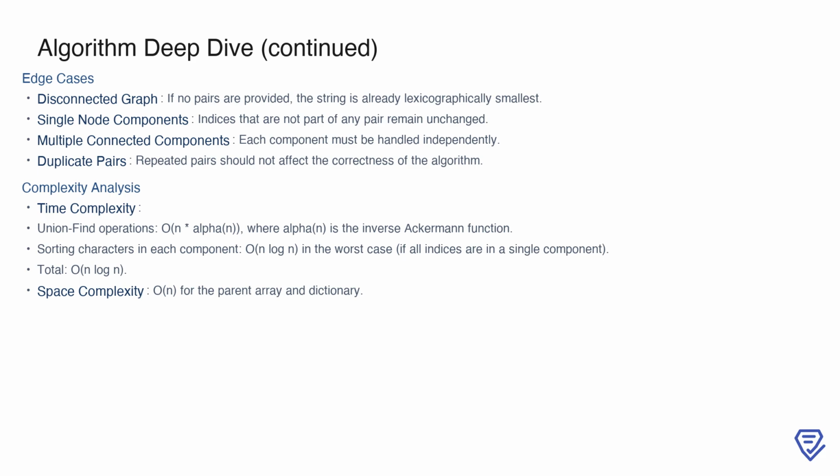In terms of complexity, the union find operations are highly efficient, with an amortized time complexity of O(n α(n)), where alpha is the inverse Ackermann function. Sorting the characters within each component contributes O(n log n) in the worst case, resulting in an overall time complexity of O(n log n). The space complexity is O(n), accounting for the parent array and the dictionary used to group indices. This balance of efficiency and clarity makes the algorithm well suited for solving the problem.